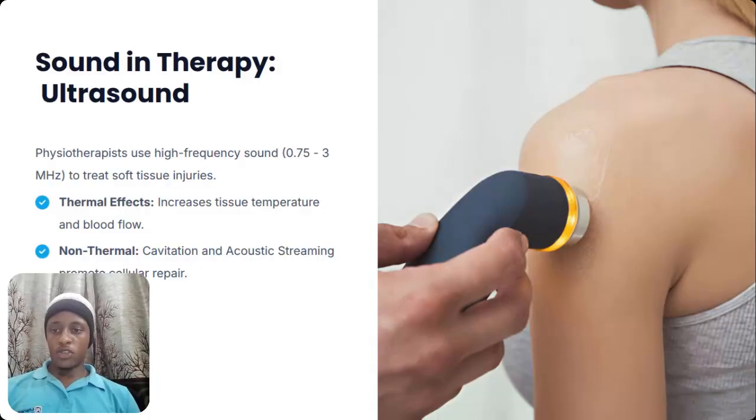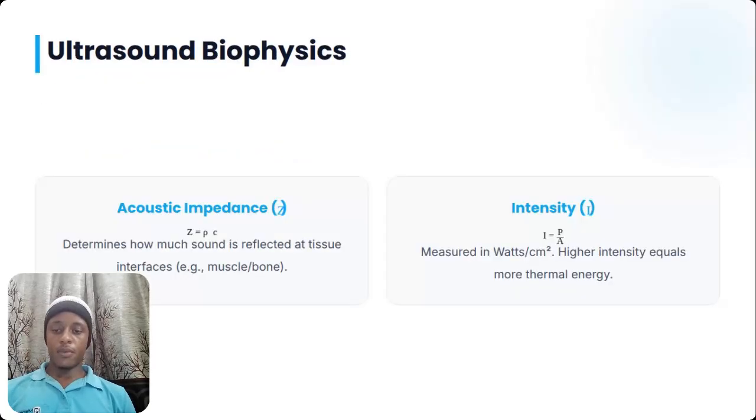Sound in therapy, ultrasound. Physiotherapists use high frequency sound, about 0.75 to 3 MHz, to treat soft tissue injuries, which have thermal effects and non-thermal effects. The thermal effect increases tissue temperature and blood flow, whereas the non-thermal effects, cavitation and acoustic streaming, promote cellular repair inside the cell.